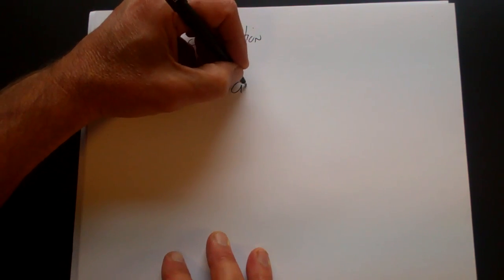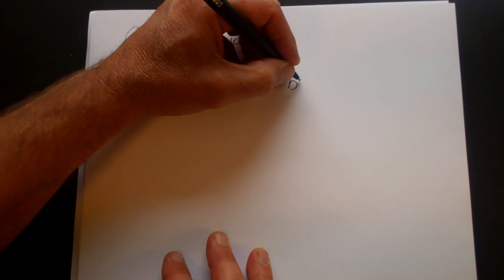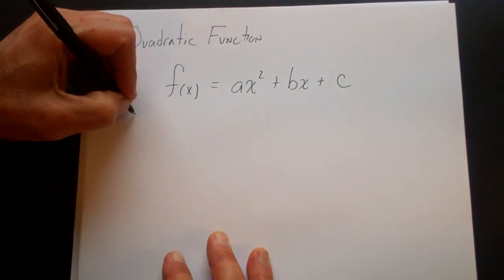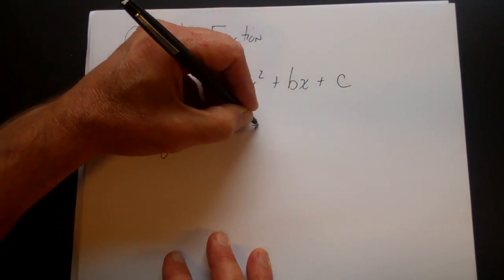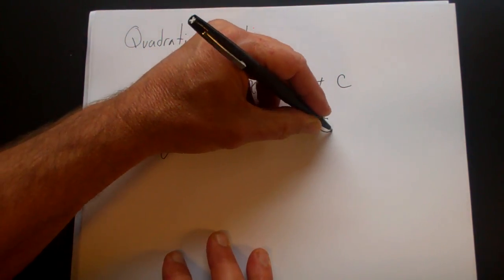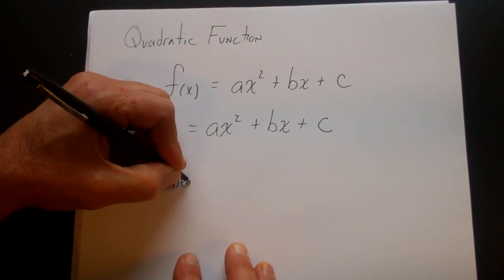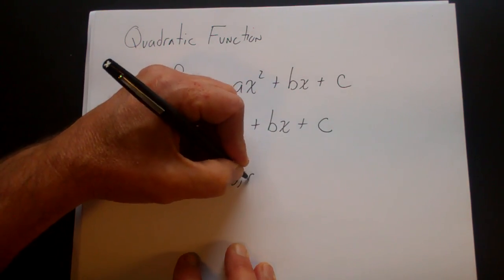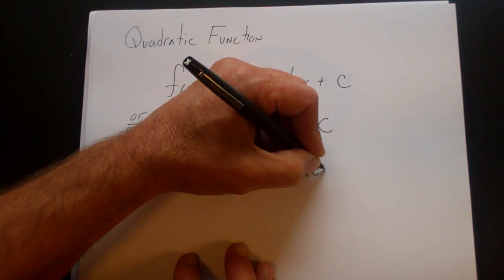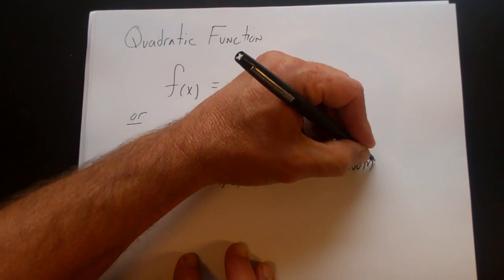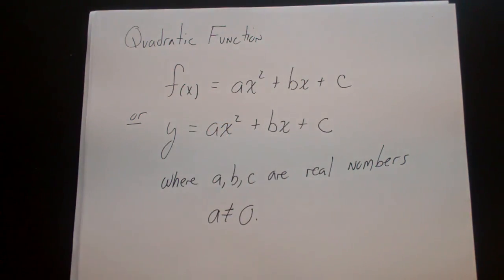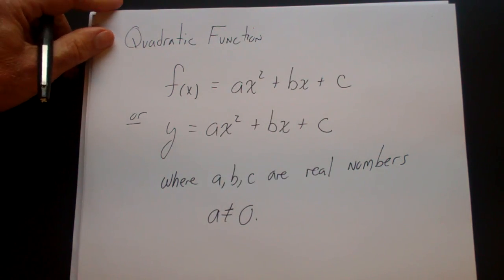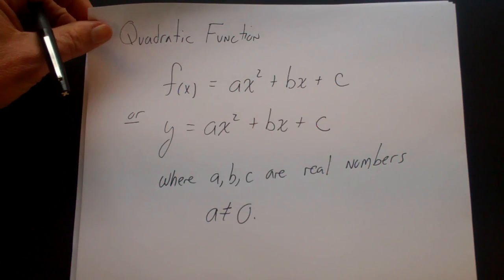f of x is equal to ax squared plus bx plus c, or alternatively, y is equal to ax squared plus bx plus c, where a, b, and c are real numbers, and a is not equal to 0. It doesn't have to be written in this form. In fact, there are two very common forms that this is written in.